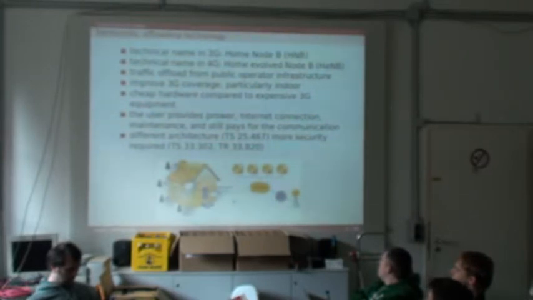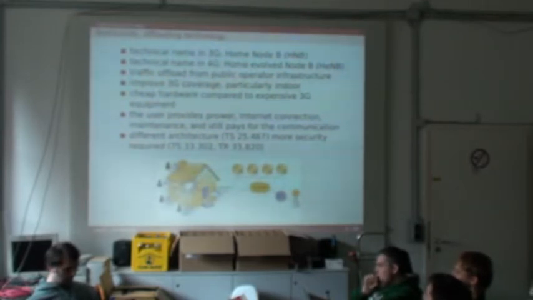It's also sold with the argument that it provides 3G coverage. If you have a 3G femtocell at home, particularly indoors where the 2.1 GHz band doesn't go far, you will have a better signal. And the only thing you need to do is plug it into the internet.